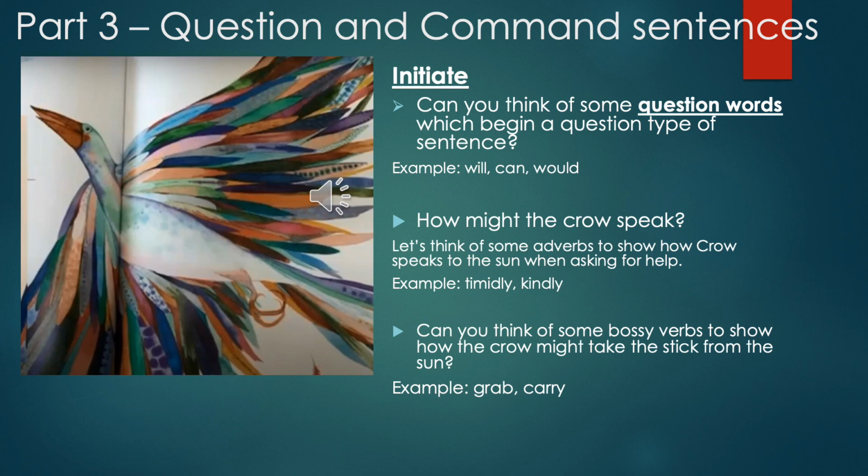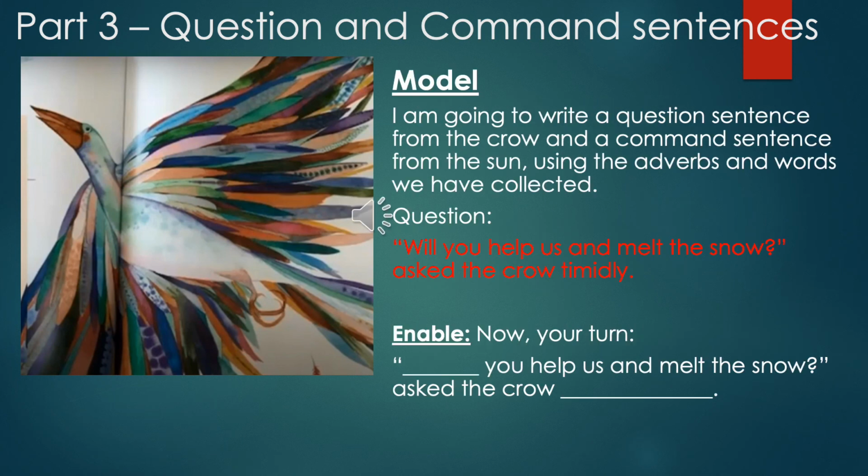Can you think of some bossy verbs to show how the crow might take the stick from the sun? For example, grab or carry. Model. I'm going to write a question sentence from the crow and a command sentence from the sun, using the adverbs and words we have collected. Question. Will you help us and melt the snow? Asked the crow timidly.